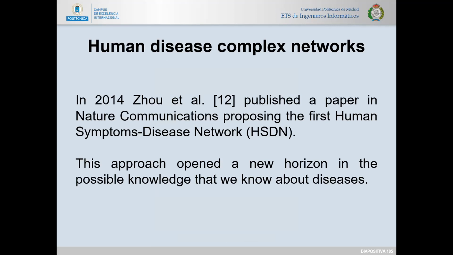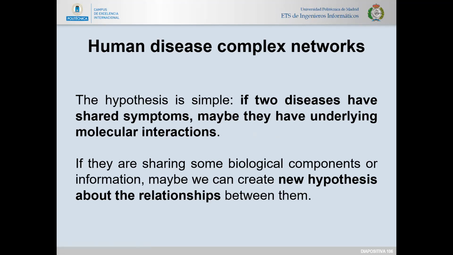However, 7 years later, in a paper published in 2014 in Nature Communications, again by Zhu et al., including Albert Laszlo Barabasi, they propose an extension of the concept of the human disease network with the human symptoms disease network. This approach opened a new horizon in the possible knowledge that we have about diseases. Basically, they propose a quite simple hypothesis. If two diseases have shared symptoms, maybe they are sharing some underlying molecular interactions. So they are sharing some biological components or information, and these can be genes as in the HDN, or the proteins codified by those genes, or the interactions between the proteins codified by these genes.